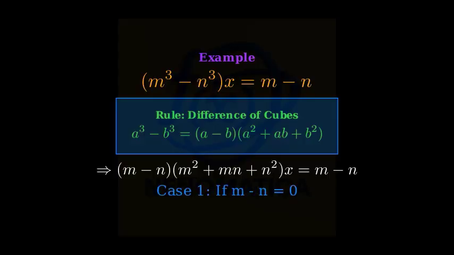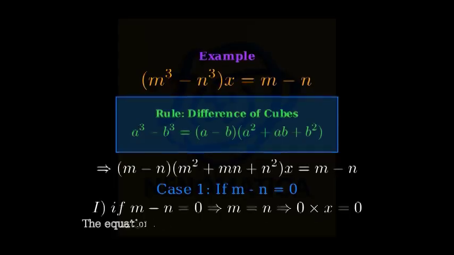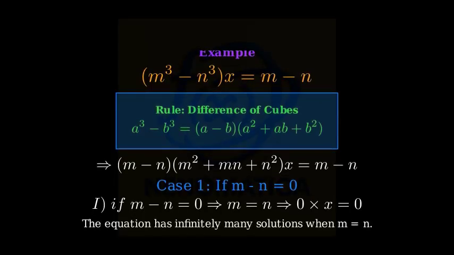Case 1, if m minus n equals 0, then m equals n. In this case, our original equation becomes 0 times x equals 0, which means that x can be any value. The equation has infinitely many solutions when m equals n.